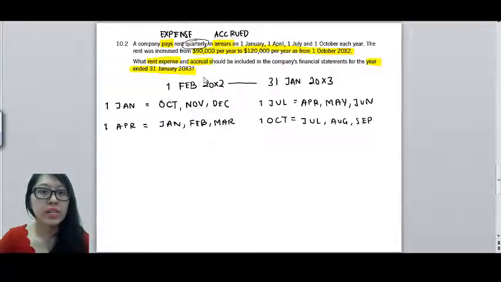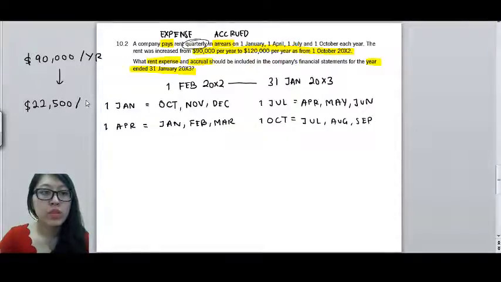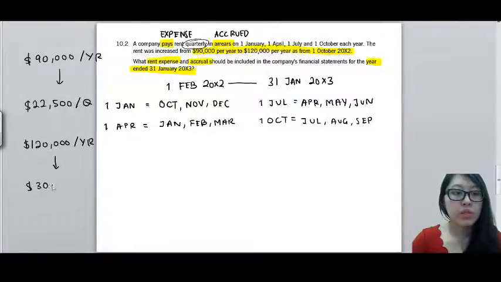Now, because it's giving us $90,000 per year, I like to divide this into quarters. So if $90,000 is for 1 year, 1 quarter would be just $90,000 divided by 4, which should be $22,500 per quarter. And then from 1st October, it's going to increase to $120,000 per year. So that means per quarter, divided by 4, will be $30,000 per quarter.